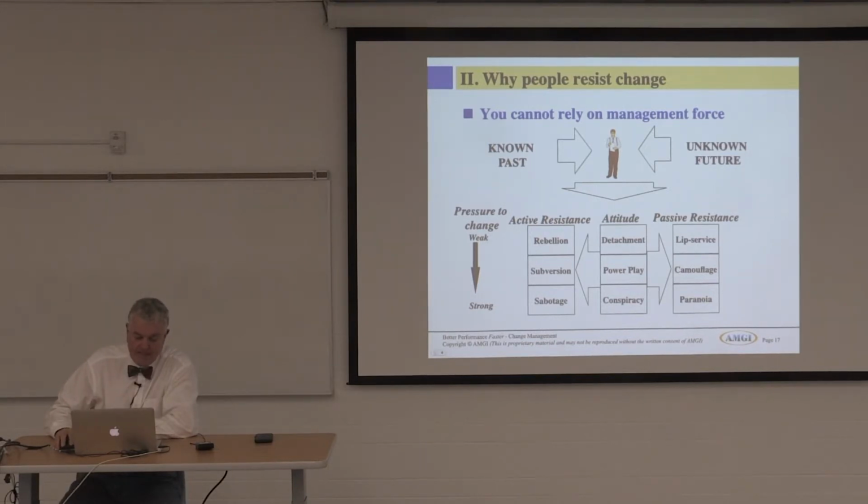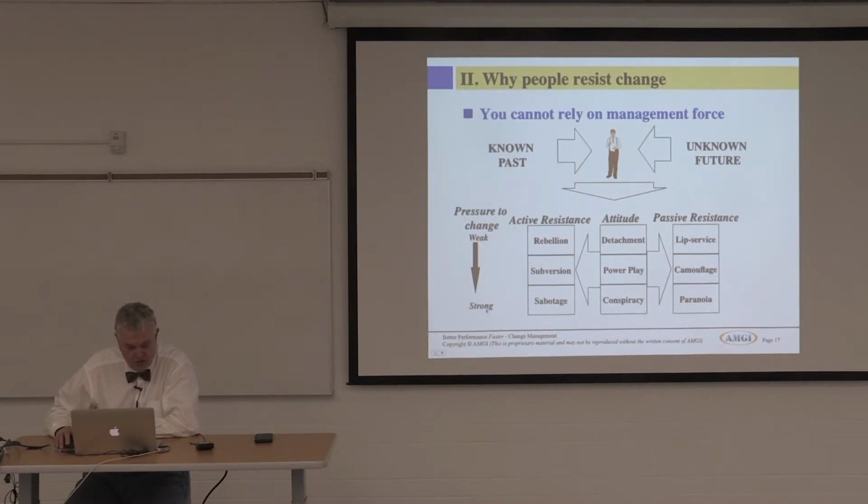So here, if it's weak, you've got these columns: active resistance and passive resistance, and this is the attitude shown in each of these domains. So if you actively resist, it's rebellion. If you have passive resistance, it's lip service. Oh yeah, I'll get it done, but they never do. It sits there and it sits there and the decision isn't made. And that's all because of a weak pressure to change.